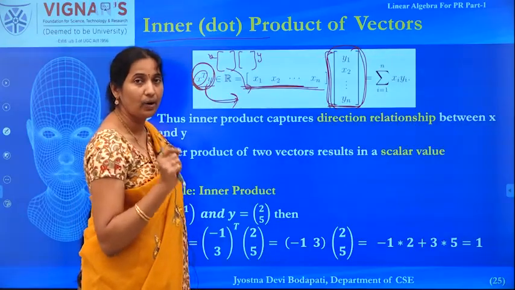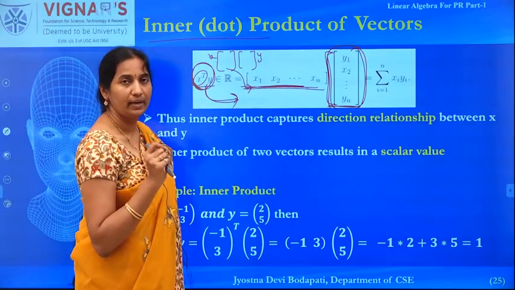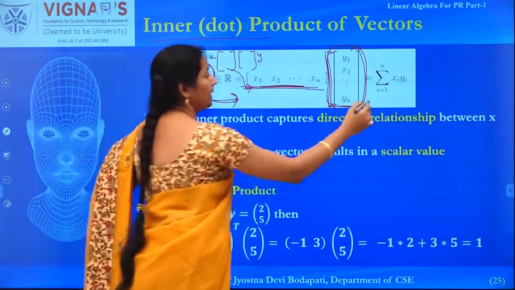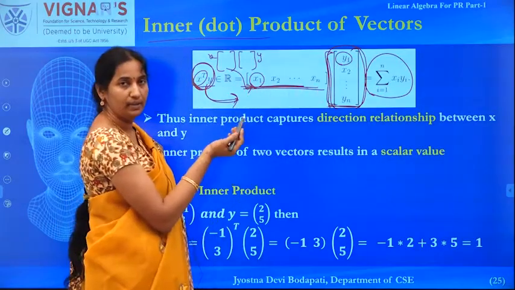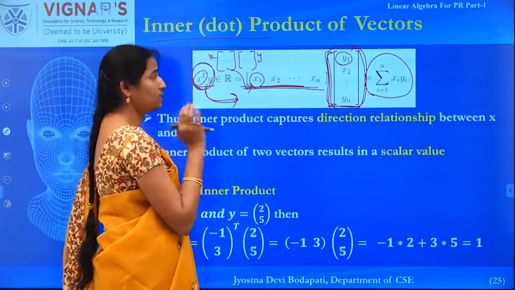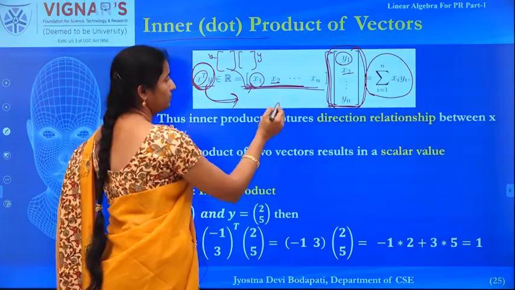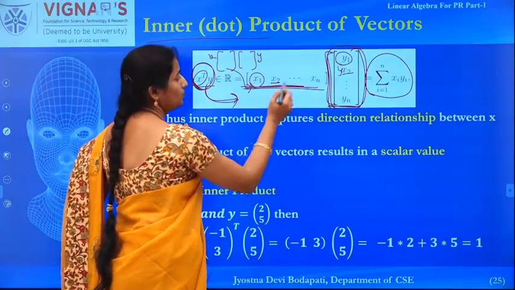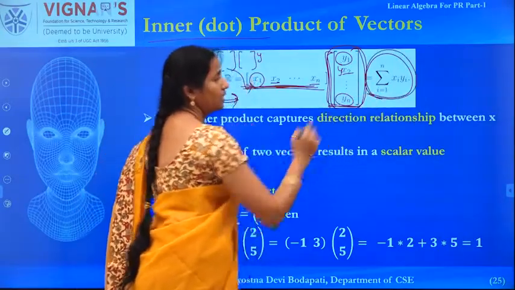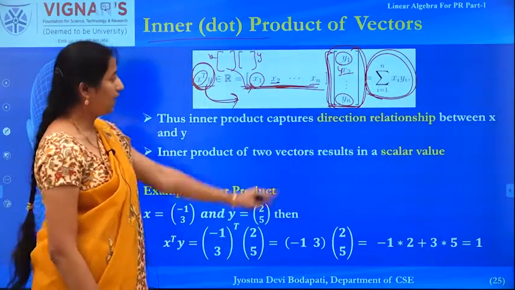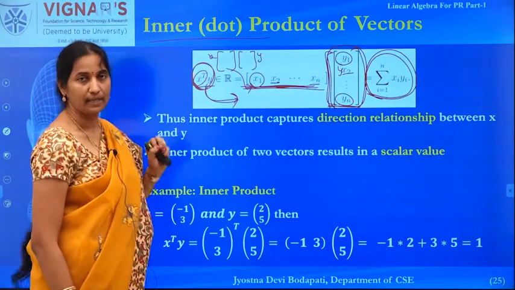When I apply the inner product, the resultant of the product of two vectors is a scalar value. And how do I get the scalar value? You just apply the multiplication of the corresponding elements, simple scalar multiplication of the corresponding elements, that is x1 into y1 plus x2 into y2, and so on and so forth, xn into yn. So you just sum up all the individual scalar multiplications. That gives me the scalar, and that is the result of the inner product of the given two vectors.